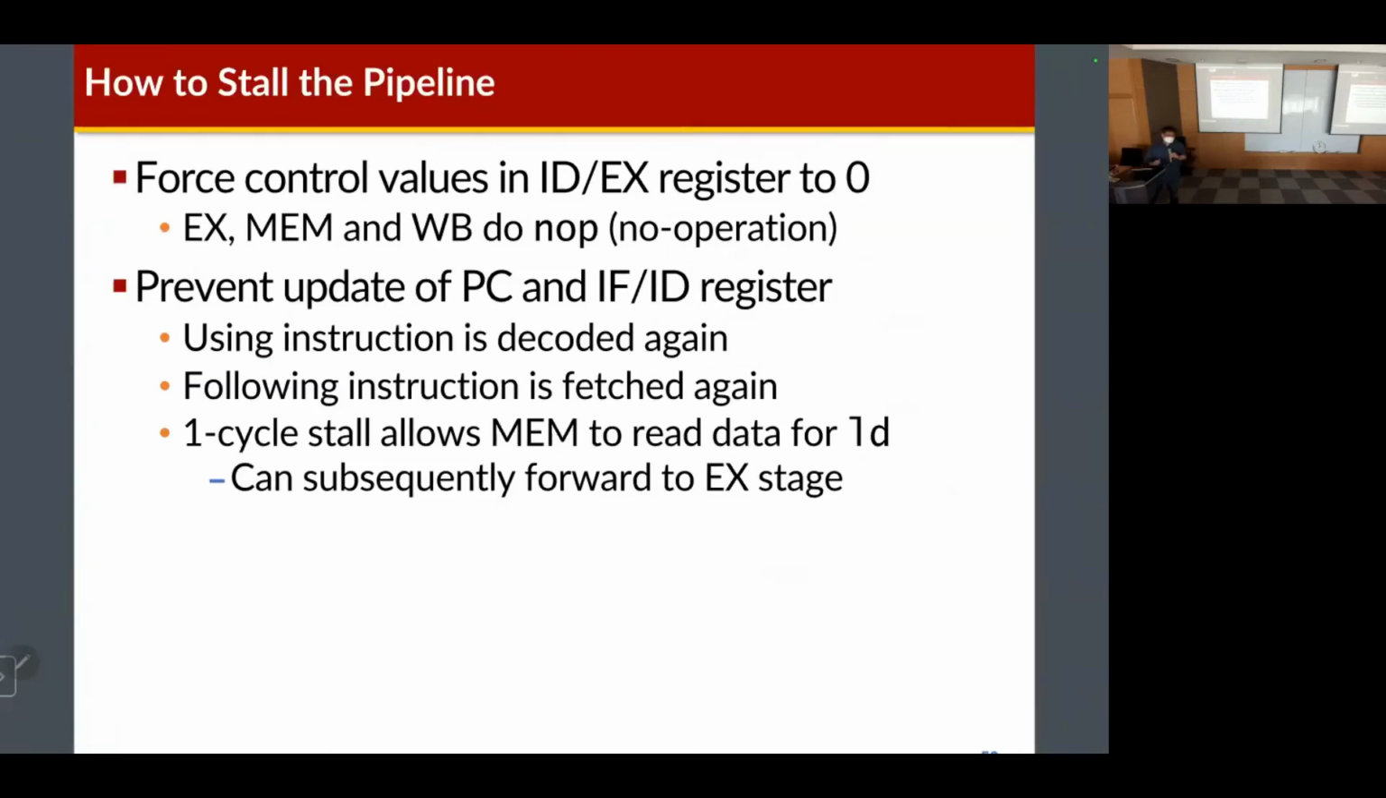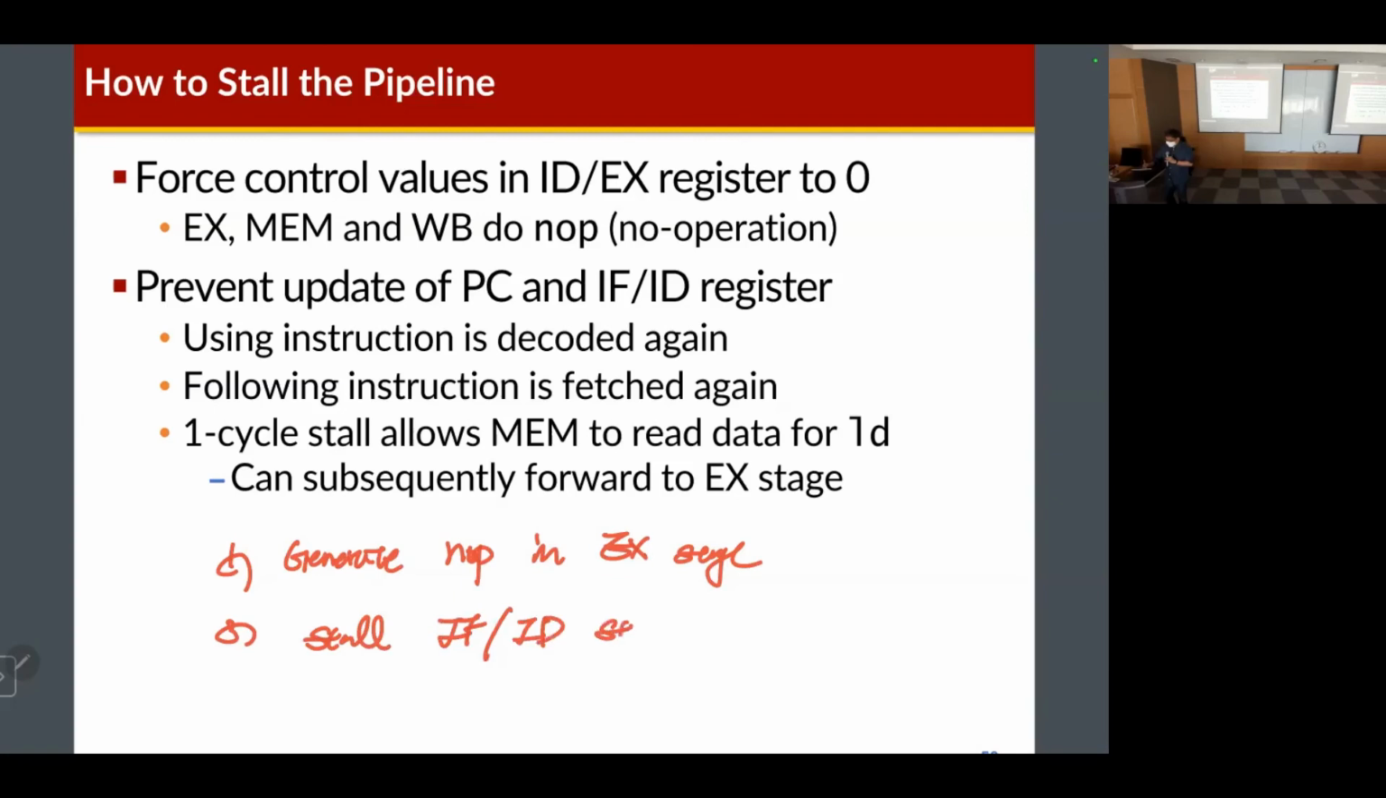Then how can we enable pipeline stalls? When the pipeline is stalled, we first need to generate the NOP in the EX stage, and then we need to stall the instruction fetch and instruction decoding stages. First, how can we generate NOP? It's a bubble.